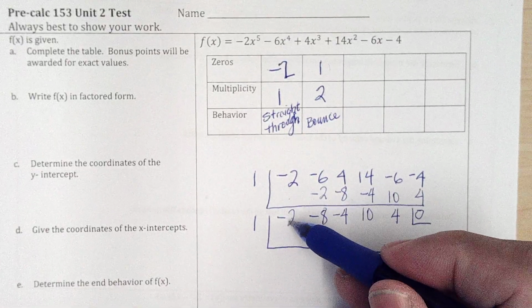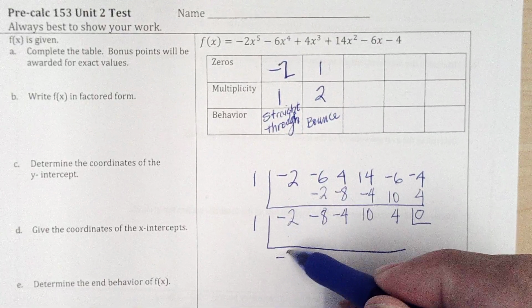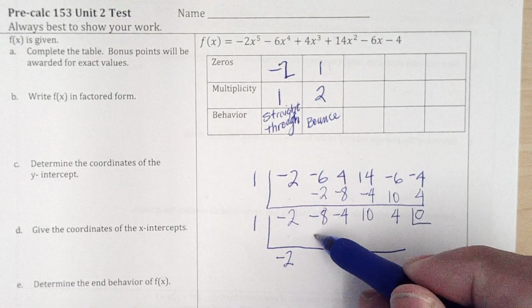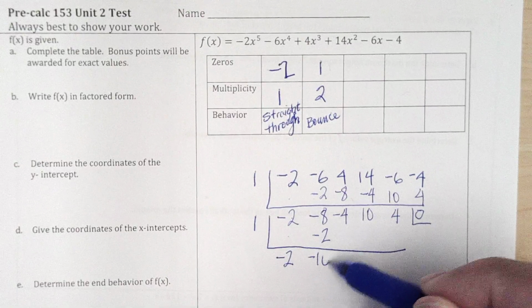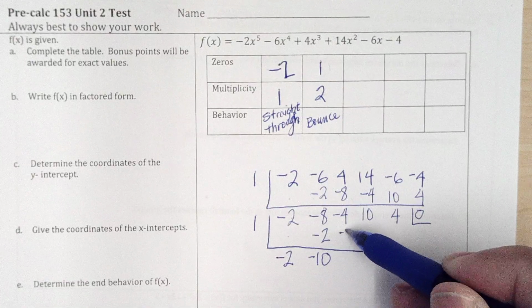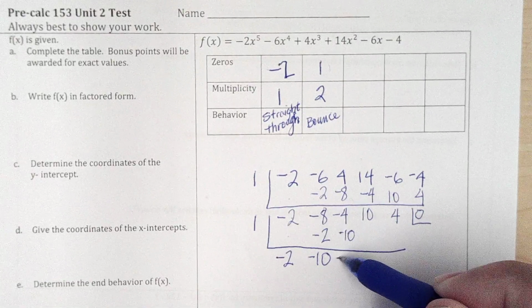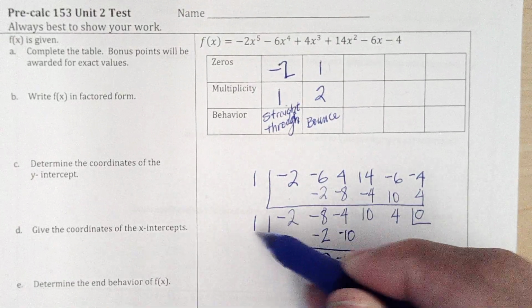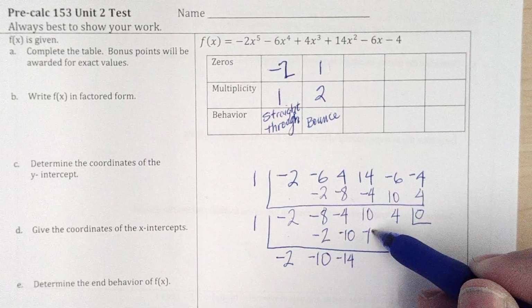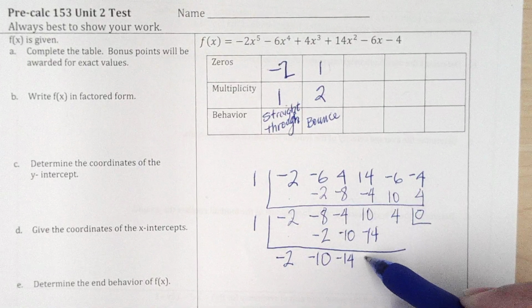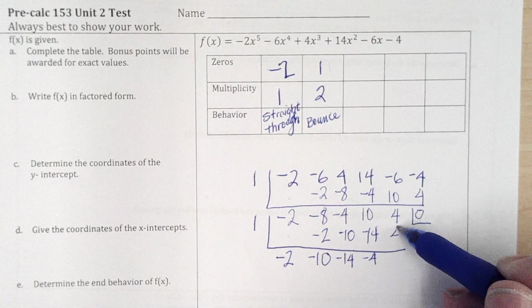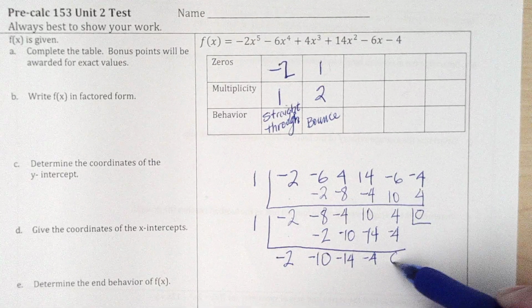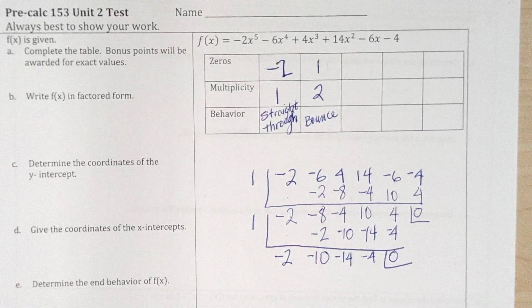So add down, multiply, add down, multiply, add down, multiply, add down, multiply, add down. And it went in twice, evenly.